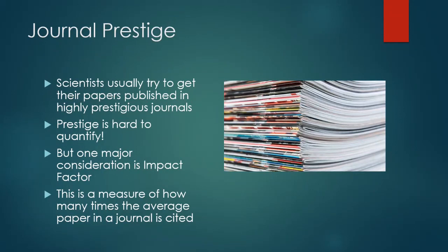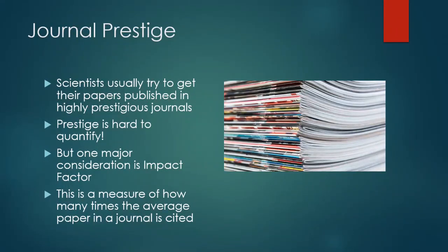What you want to do is publish it in the most prestigious journal that you can. So to get the most visibility, and we talked about gaining credibility as a scientist, the higher ranked the journal is that you can get it into, the more credibility you accrue. So you're always aiming to get it into the most prestigious journal that you can. The problem is prestige is hard to quantify.